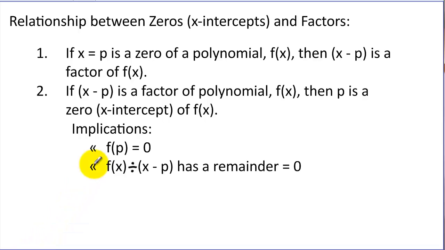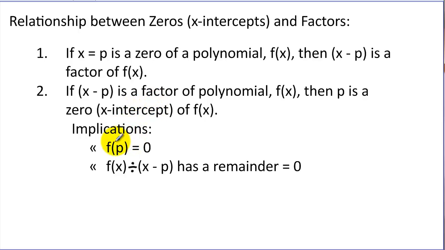So again, as I just said and we showed graphically, if we know that a particular number is a zero or x-intercept of a polynomial, then we know that x minus that number is a factor of f of x. And conversely, if we know a factor, x minus p, then we know that the solution of that factor equal to 0, which would be p, is a 0 or an x-intercept of the function.